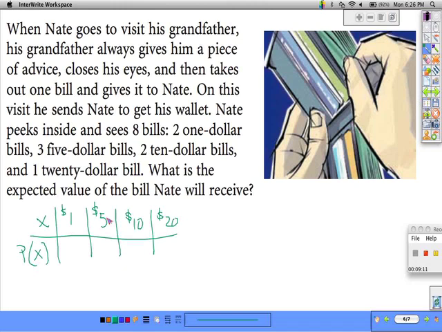In that wallet there are 8 bills. 2 of them are 1s. So 2/8. There are 3 $5 bills. So the probability of getting one of those is 3/8. 2 10s. And 1 20.